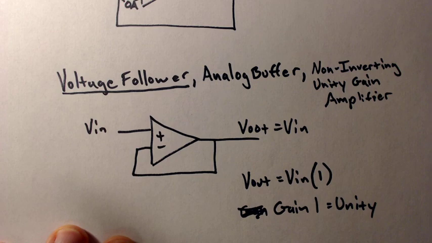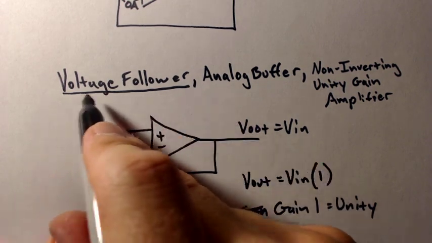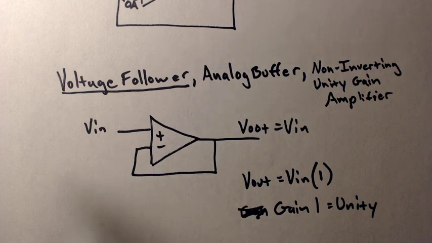Or an analog buffer, or more common in vernacular, voltage follower, okay? Because it's following the voltage. So that's our first circuit. And I don't think that was terribly difficult to understand, as long as we just accept those two rules and run with it.